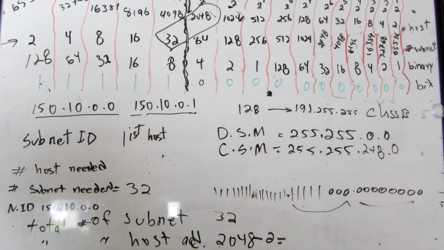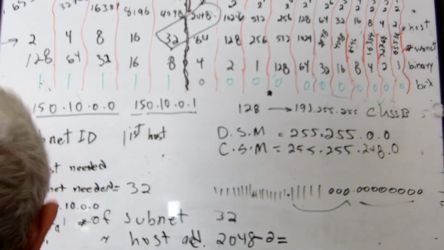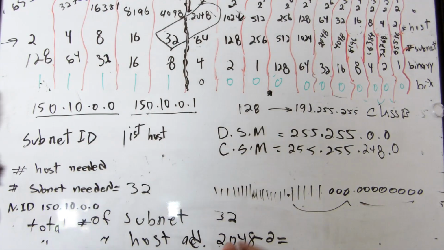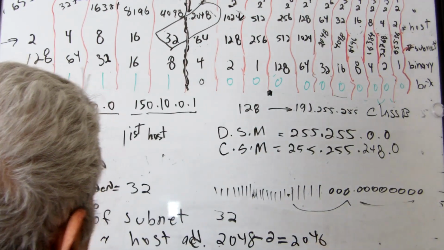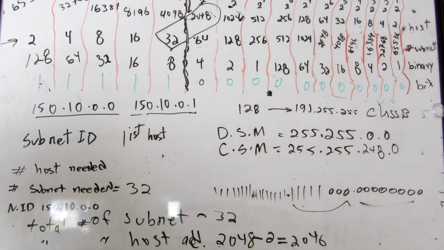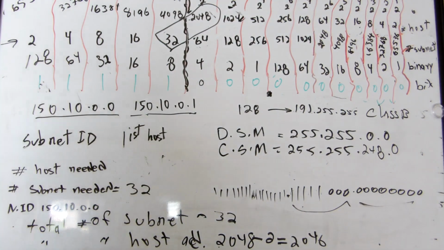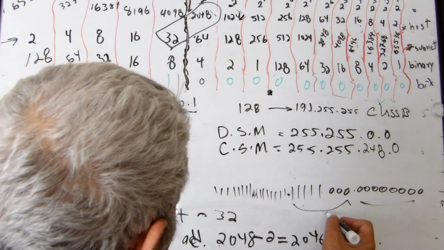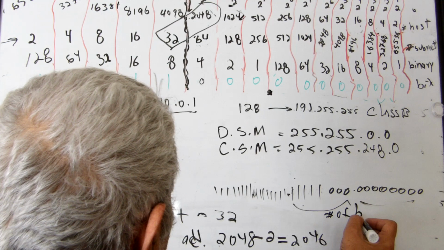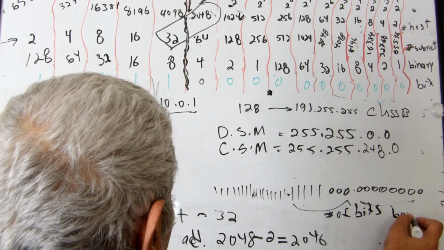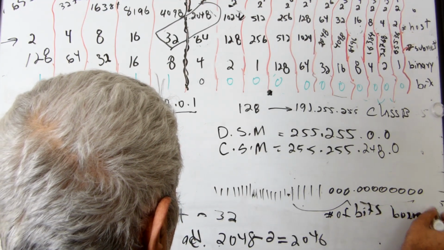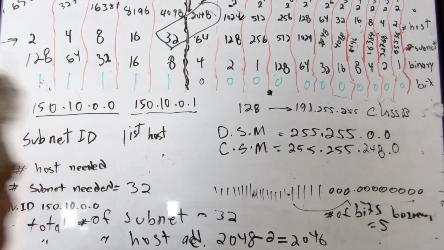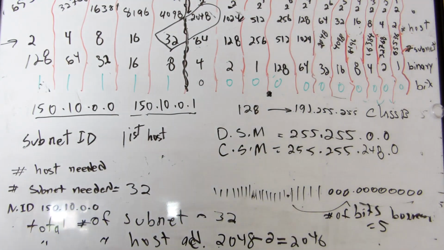So it's going to be 2046. So what's the number of bits borrowed? The number of bits borrowed: 1, 2, 3, 4, 5. The number of bits borrowed is 5. So this is one of the questions they might ask.